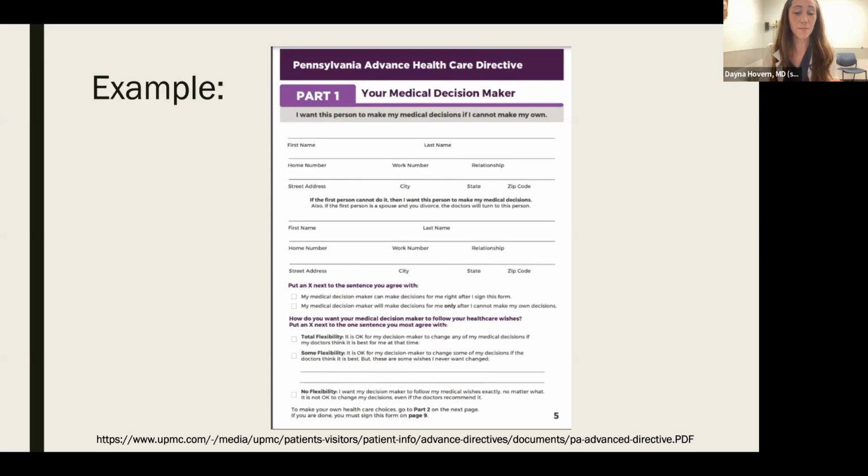And it can help your family too, if you're unable to speak for yourself, or whoever's making the decisions for you, to know, okay, Dana was okay with doing a month or two of dialysis. And if it helps, great. If it doesn't, she's indicated that she'd like to move to hospice.